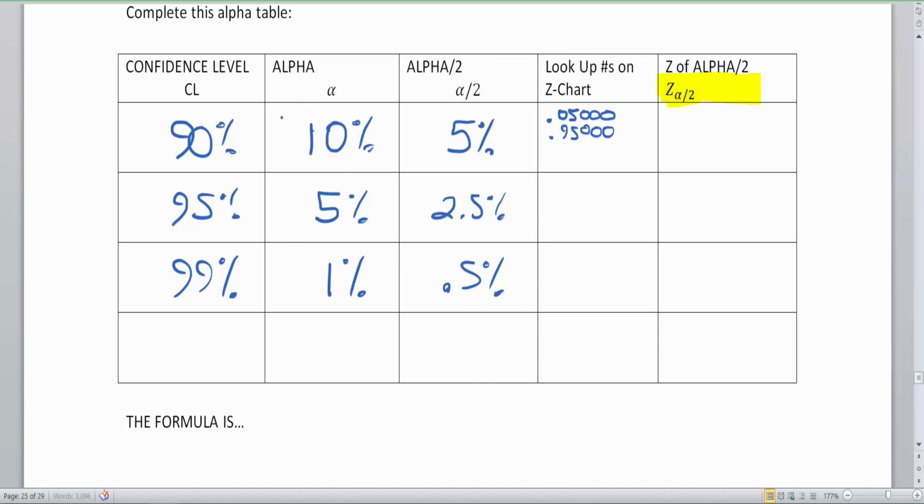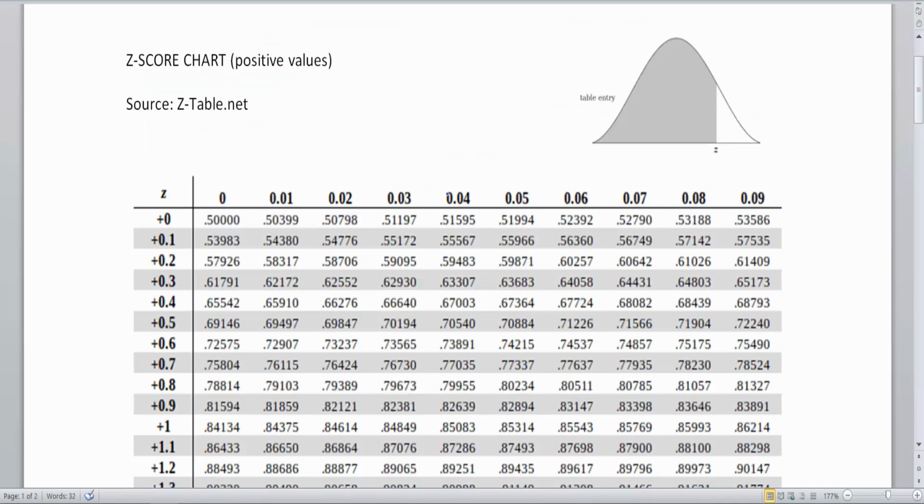So let's diagnose what we've done so far, and then we'll dive in and get the answer. We have a 90% confidence level. We have a 10% error. Our alpha is divided by 2 because we have a high and a low. And then we're going to look up these on the chart. Okay, so now I'm going to go and look up the 9500.